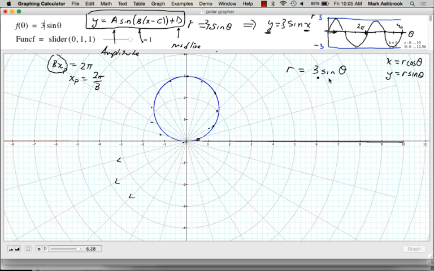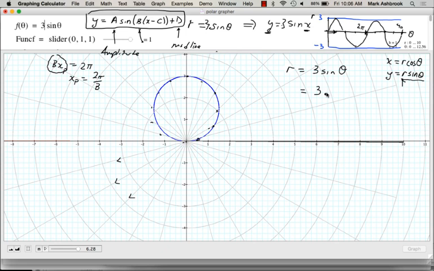So let's look at the right-hand side. We've got 3 sine theta, and y is r sine theta. So it would sure be nice if we had what? What we really need is r sine theta. It would sure be nice if we had an r. Well, we have an equation, so we can do that.